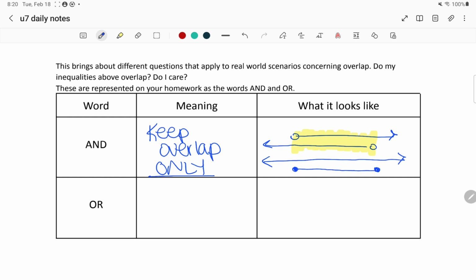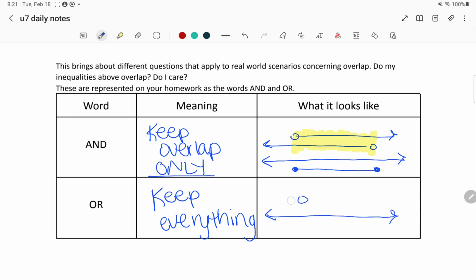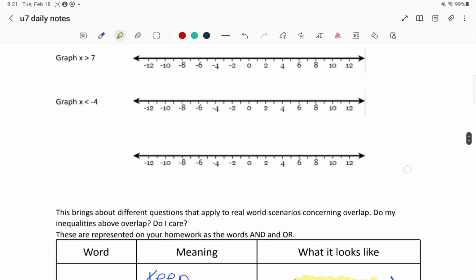An or statement, so this one or this one could be there or the other one could be there. It doesn't matter. We keep it all. I'm going to say keep everything. Okay, so what this would look like is if I have them separated, meaning they're not overlapping, but this one's being applied or this one. They don't both have to be applying at the same time, meaning they don't have to overlap. I'm going to keep it all. Okay, so your ORs for this lesson will only ever look like that, where they have a gap in the middle.